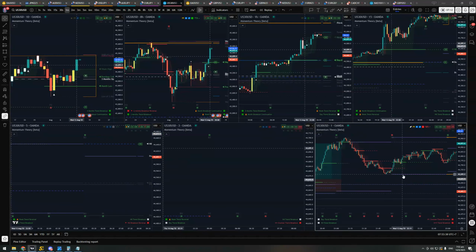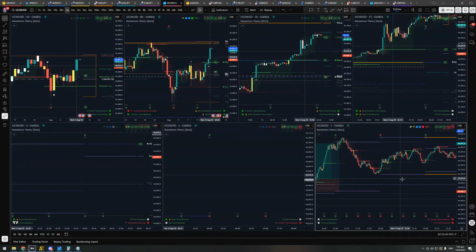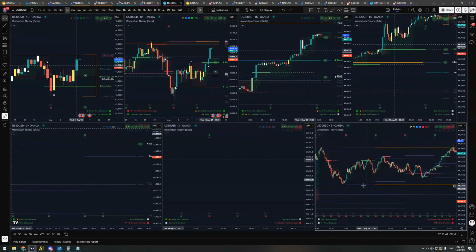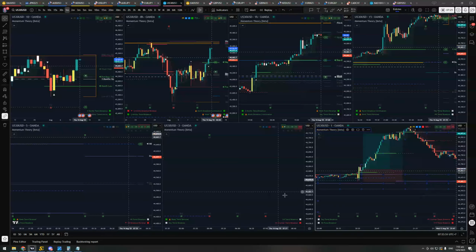Continuations, was looking for a continuation, but I did not get the pattern that I wanted. Didn't come down, fake out the lows. So no continuation move for me on US30. So yeah, that was it. Only that trend breakout setup.